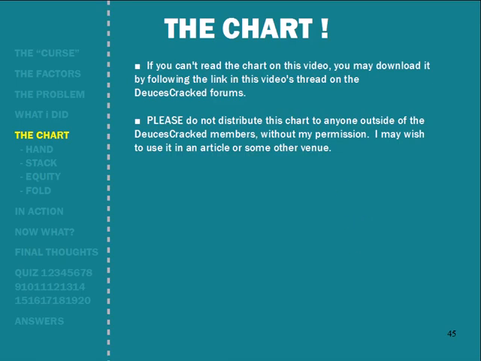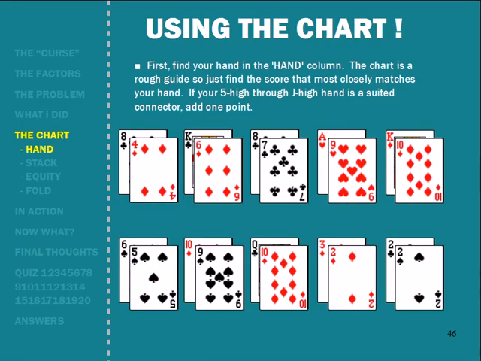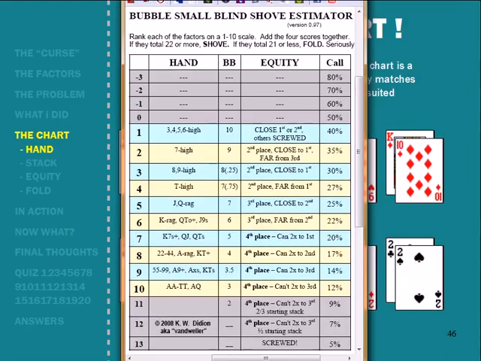So anyway, what we're going to do now is actually learn briefly, or not so briefly, how to use the chart and to see how it works. The first thing we do on the chart is we find our hand strength. And here's the chart here.